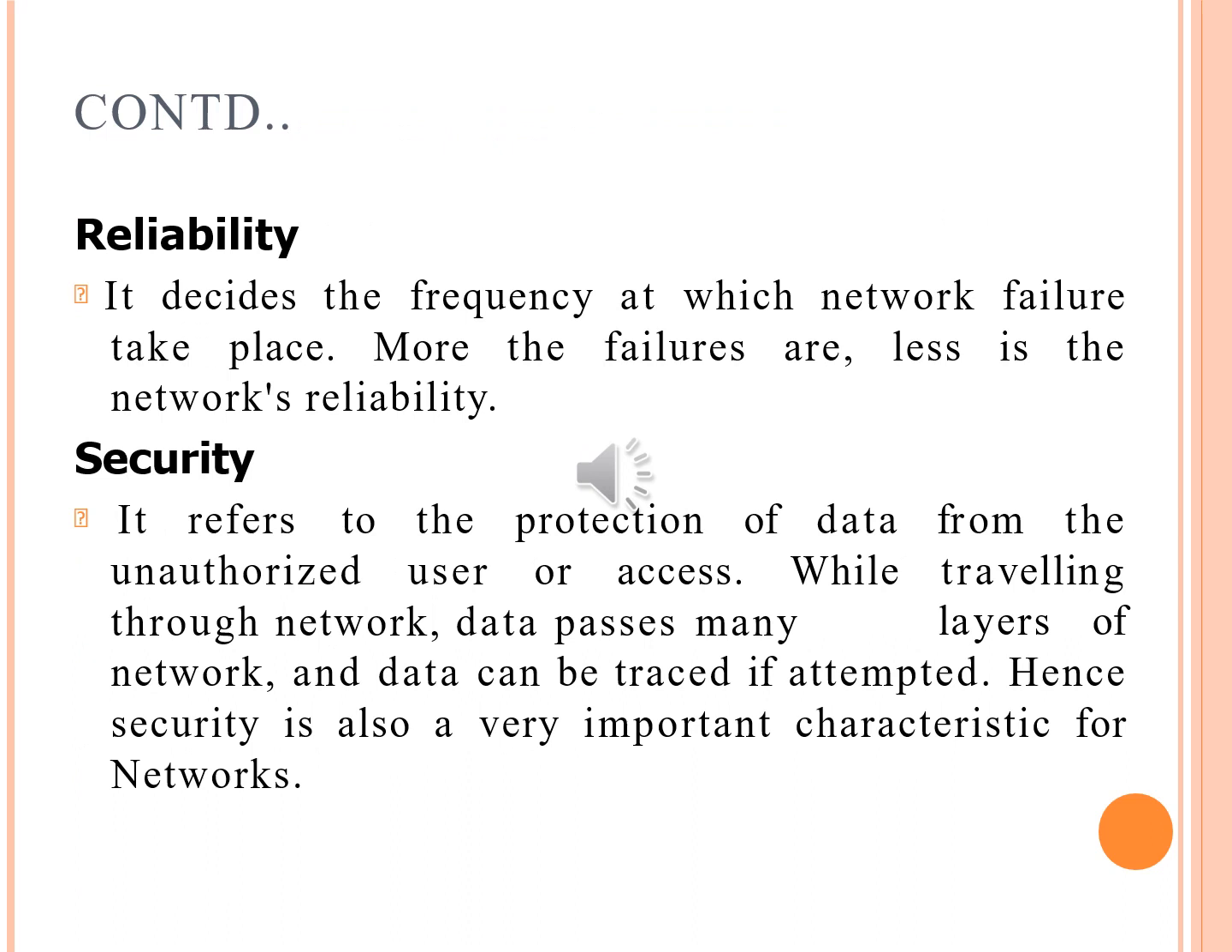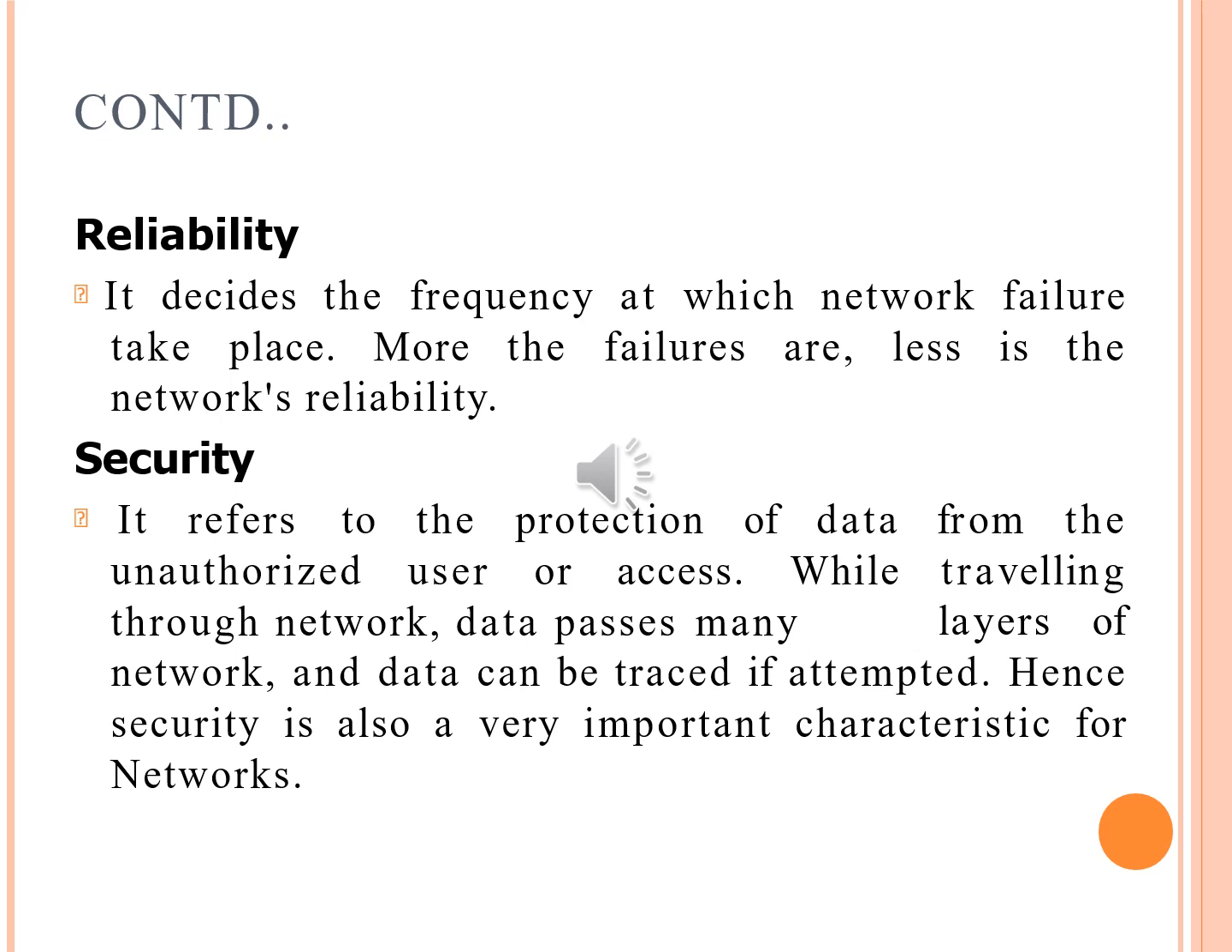Let us talk about reliability. As I have already told you, the frequency at which network failures take place must be low for a network to be reliable, and it depends on how smooth our network is. When Jio was initially launched, it provided better communication. We were easily able to talk with each other and had good internet access. But nowadays Jio's speed is poor. We are not able to get that much data speed, or there is call dropping. That is related to reliability.